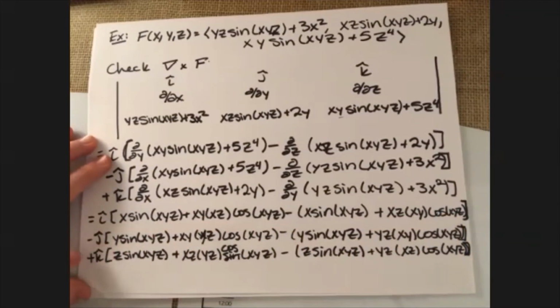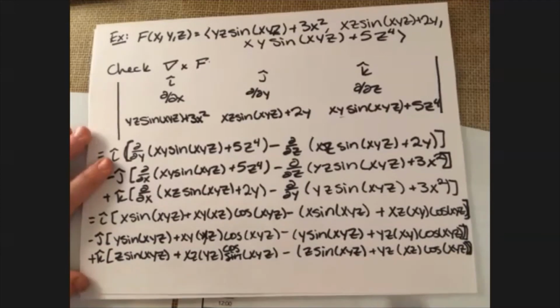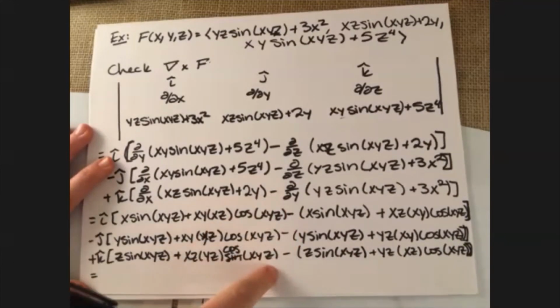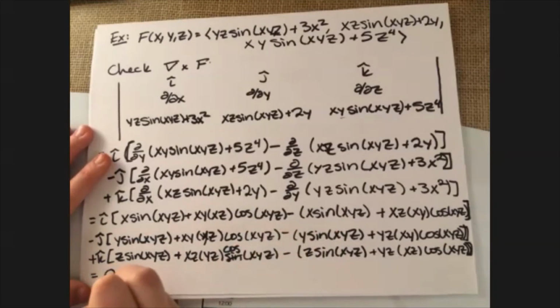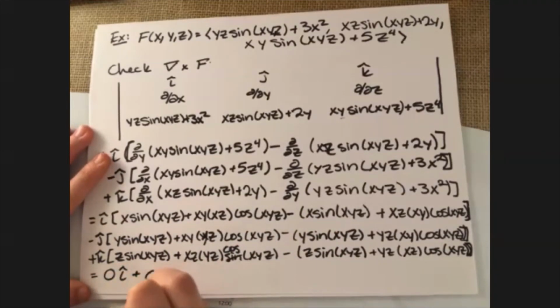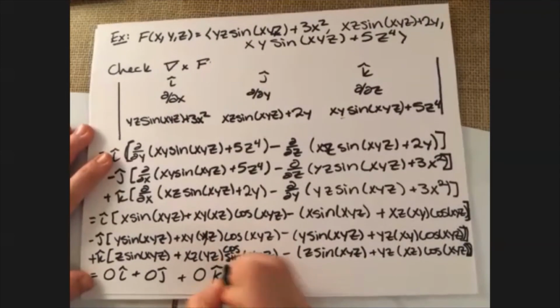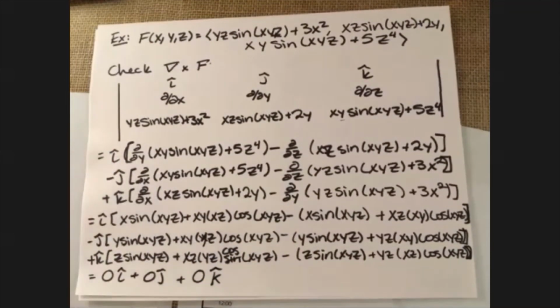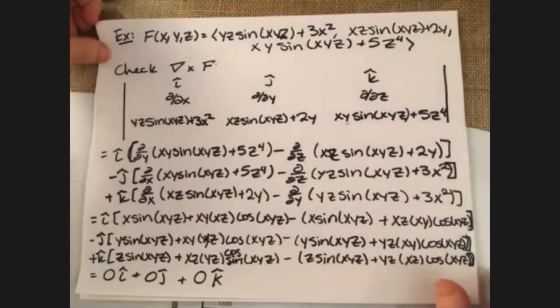Same idea with here and here. Those two terms completely align, and with that minus sign in there, you get 0 i hat plus 0 j hat plus 0 k hat. Just like so. It's a lot of work, a little bit tedious, but it pops out to be 0. So that's kind of nice, right?